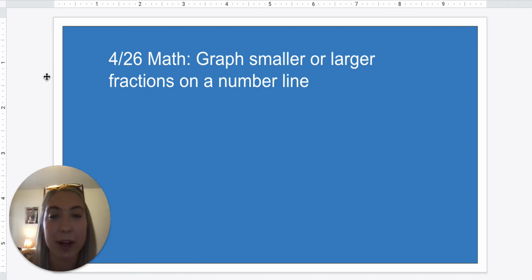Today for math, we're going to be working with fractions. So we'll work on fractions this week and next week. And today we're going to be working on graphing smaller or larger fractions on a number line. So we're still going to be working with our number lines.